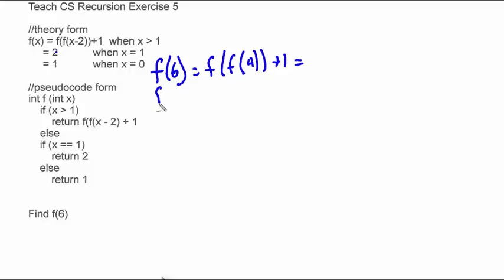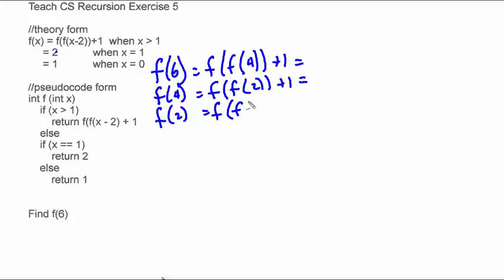So let's go find the function of 4. The function of 4 is still greater than 1, so we do this nested call again with 2. Now the function of 2 again is greater than 1. It's the function of 0. So we have 3 nested calls stacked up here.